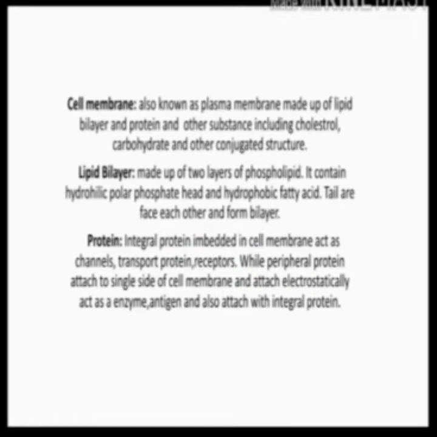There are two types of protein present in the plasma membrane: the integral protein that is embedded in the plasma membrane and the peripheral protein which attaches electrostatically to the outside or inside of the cell. Integral protein provides the channel and acts as a transport protein and also acts as a receptor, while peripheral protein acts as an enzyme, acts as an antigen and also sometimes attaches with integral protein.